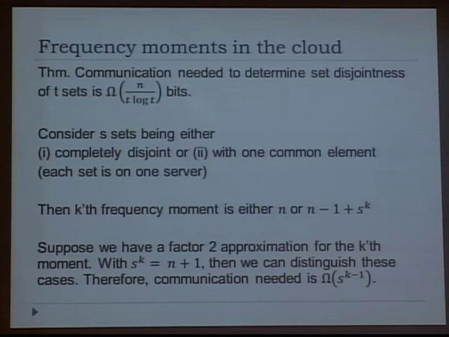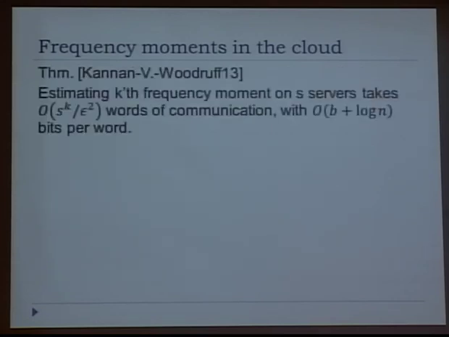In particular, suppose the number of servers is not a function of n, the size of the database; it's some constant. So what can the upper bound be? What we'll prove here is that the kth frequency moment on s servers can be computed using just s to the k over epsilon squared words of communication, where each word is b plus log n, and b is the word length of the input frequencies. Compared to the lower bound, this is a factor of s times the number of bits per word higher.